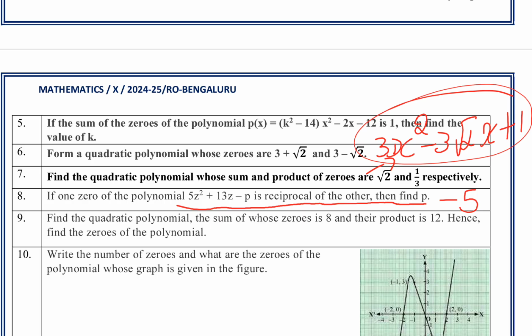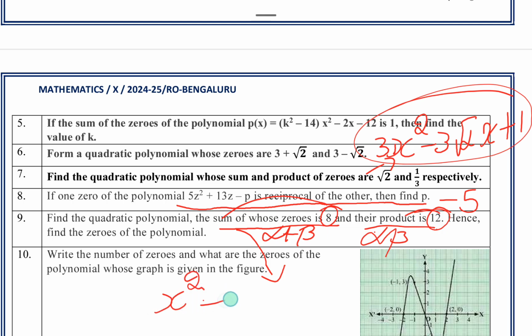And the ninth one. Find the quadratic polynomial, the sum of whose zeros is 8 and their product is 12. Alpha plus beta is 8 and alpha into beta is 12. If you calculate, you will get the ninth equation as x square minus 8x plus 12, and the zeros are 6 and 2.